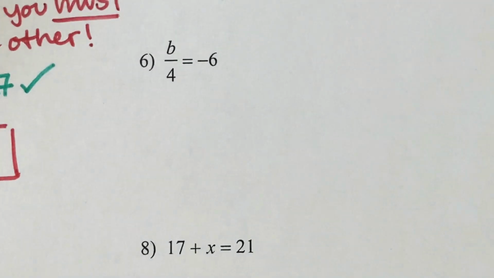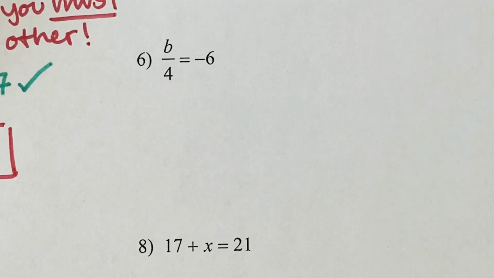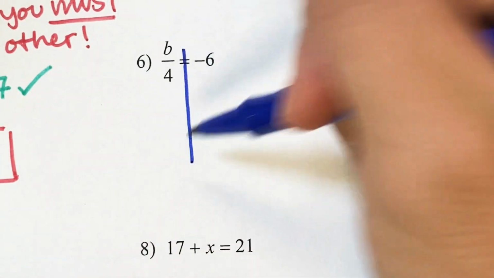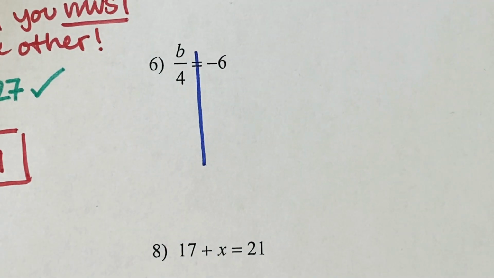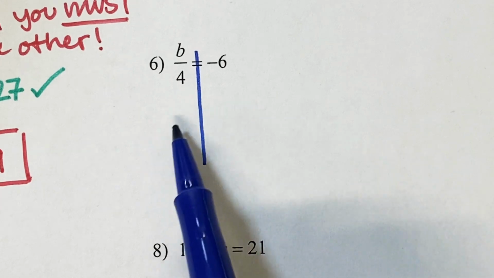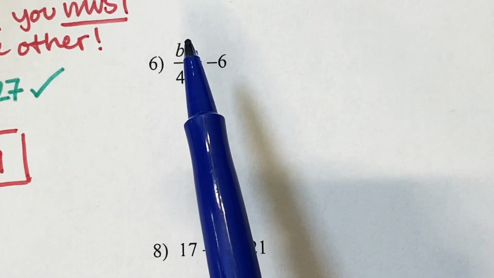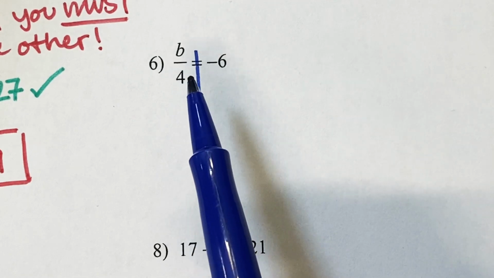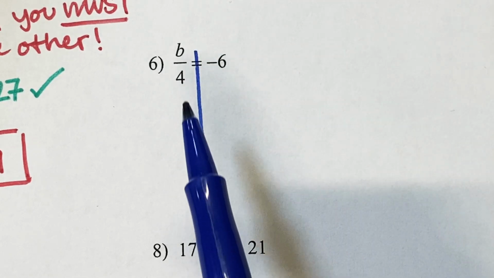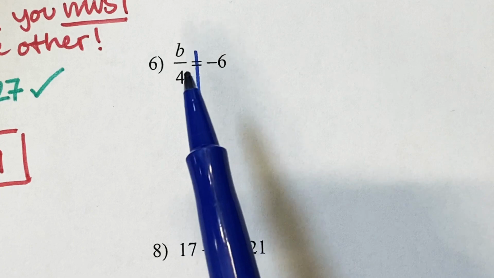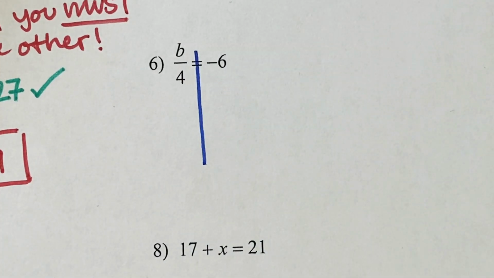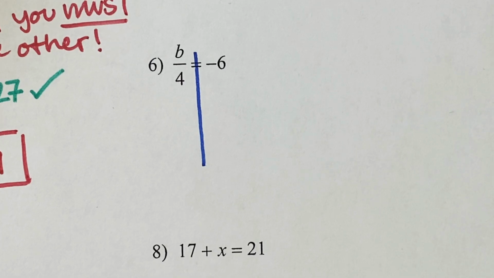Let's go to number 6. Draw your line down your equal sign, telling us that we have to keep it balanced. Whatever we do to one side, we have to do to the other. The left side here is the side with my variable, my b. Something divided by 4 is going to give me -6. We need to untie this divide by 4. So what is the opposite of divide by 4?